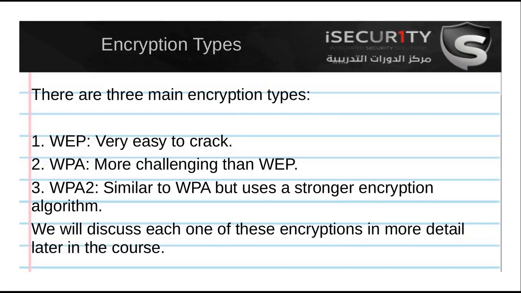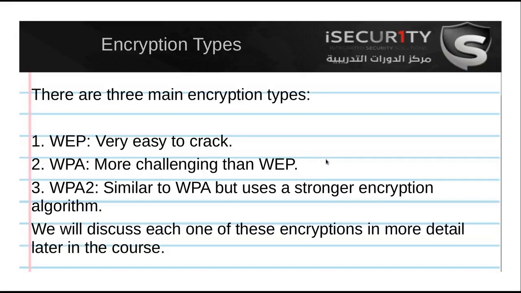So, as I said before, there are three main encryption types, WEP, WPA, and WPA2. WEP is the easiest one to crack. It takes minutes to be cracked, and it's 100% sure that we can actually crack it.